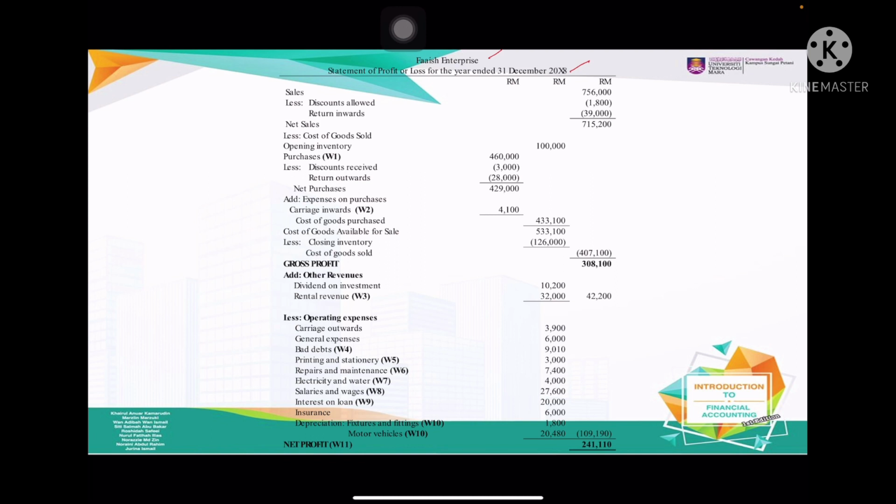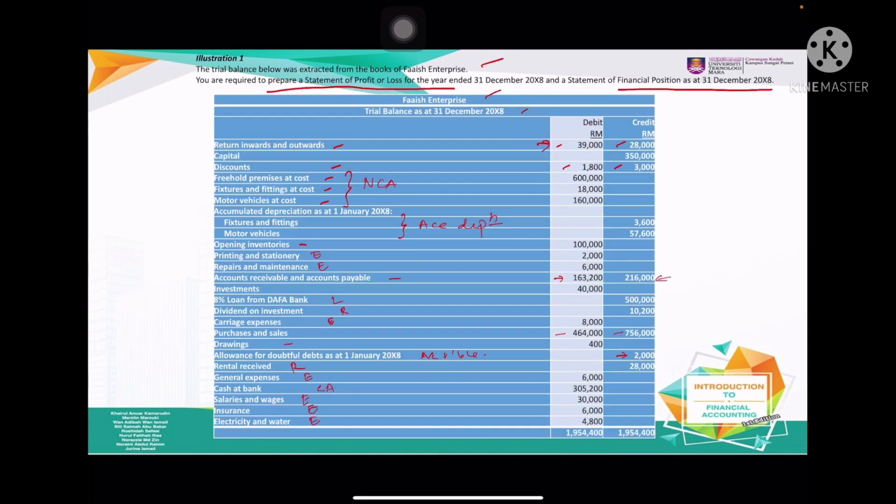So our title, statement of profit or loss for the year ended 31st December 20x8. And then the first item, we have to find what is our sales, and then less discount allowed and return inward. So our sales, all right, 756. And then we have to less our return inward. So return inward is here, 39,000, okay.